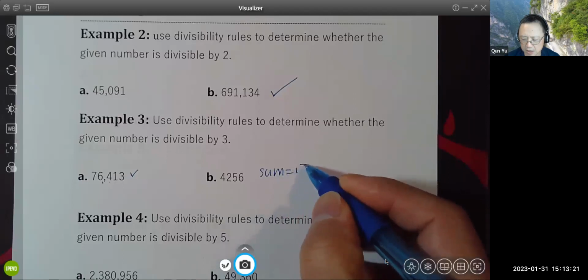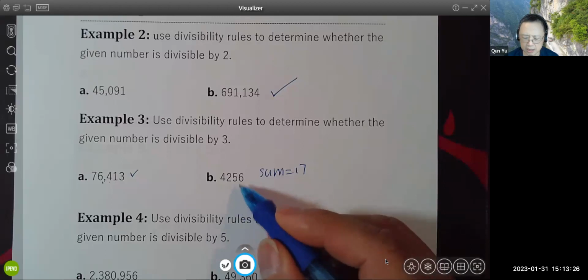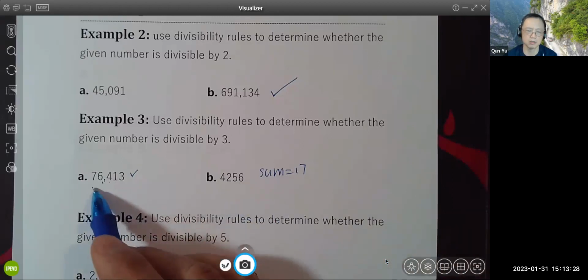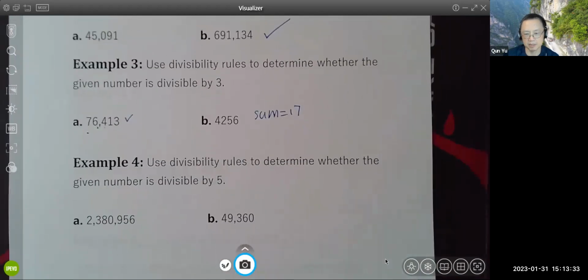And 17 cannot be divided by 3. So this one is not the answer. This one cannot be divided by 3. So this is our correct answer. The last one for the divisibility test.